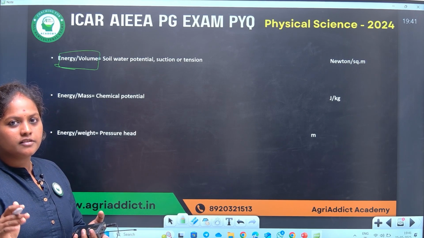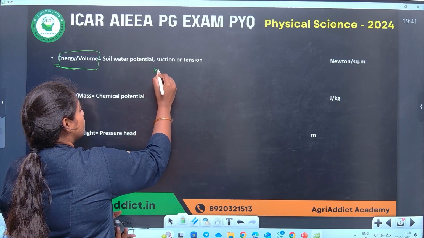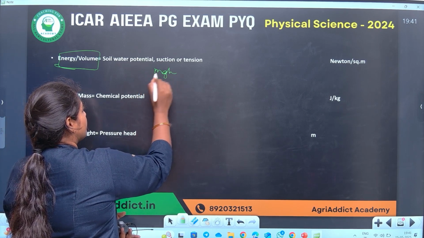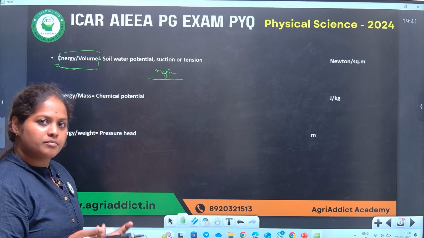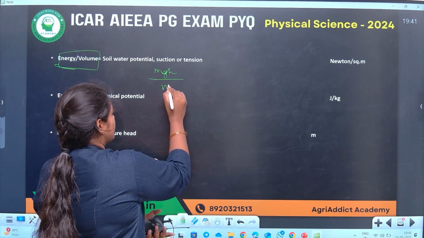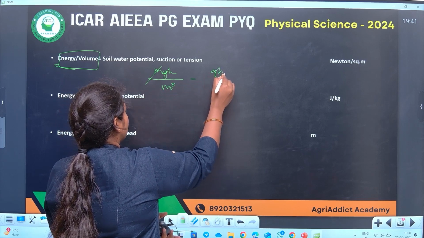Potential energy is easy to remember, right? Potential energy is denoted by mgh, divided by volume, which is meter cube. One meter cancels, so gh by meter square.